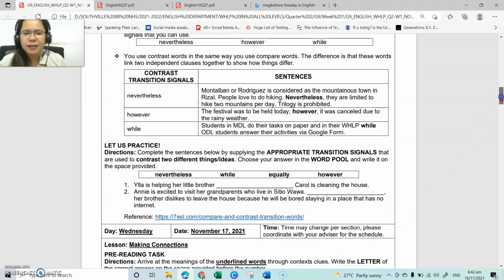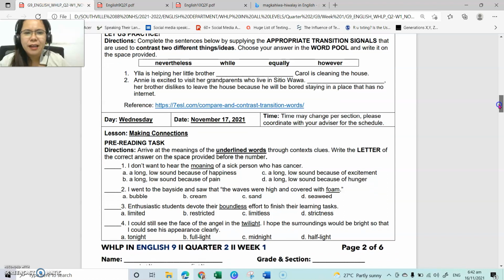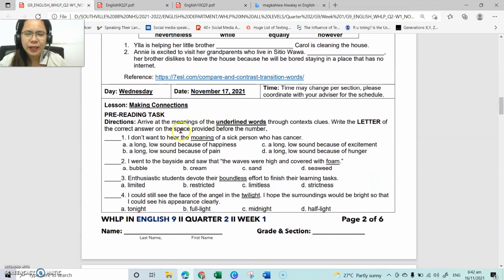Okay, so this time, let us go to day 3. Date November 17. So for day 3, this time we're going to have the lesson Making Connections. So your pre-reading task, you have to arrive at the meaning of the underlined words through context clues. Now choose the letter of the correct answer on this and then write them on the spaces provided before the numbers. Okay? Number 1. I don't want to hear the moaning of a sick person who has cancer.